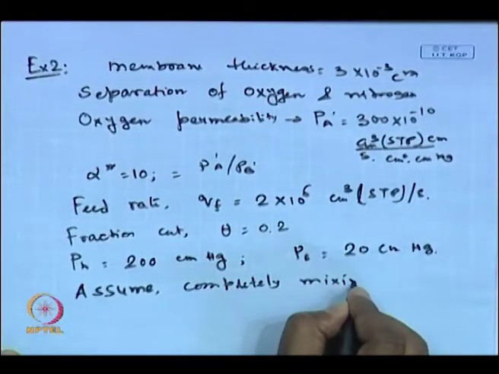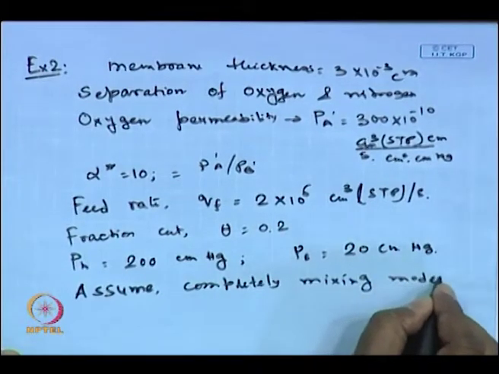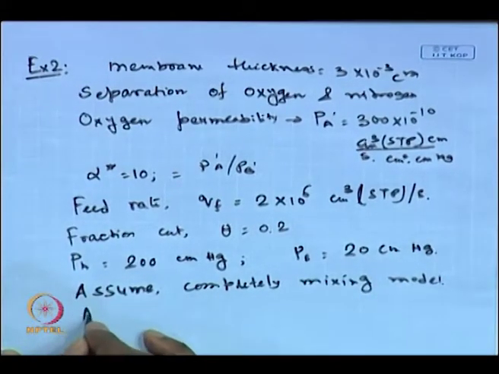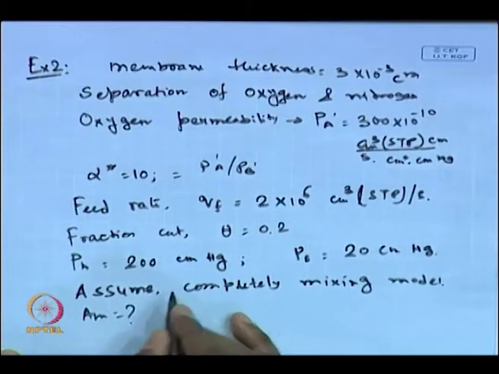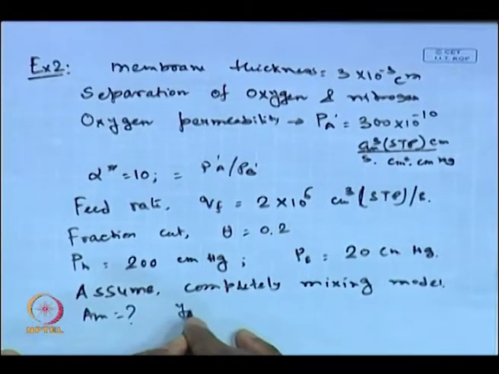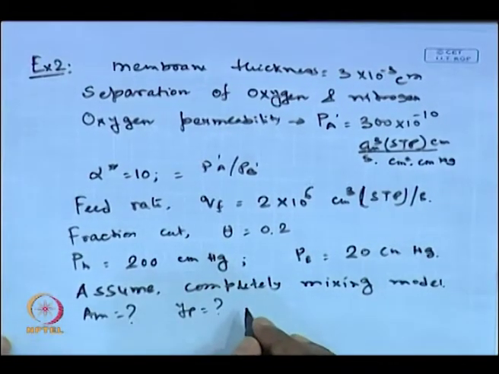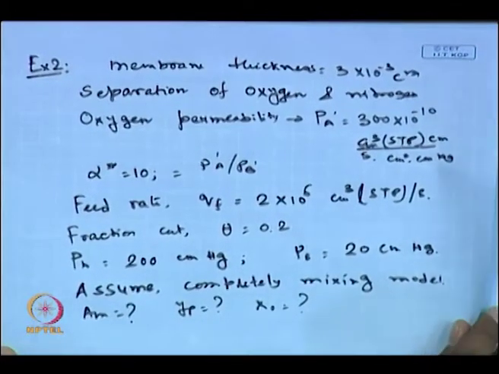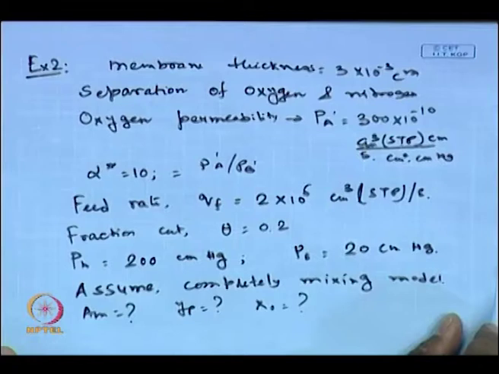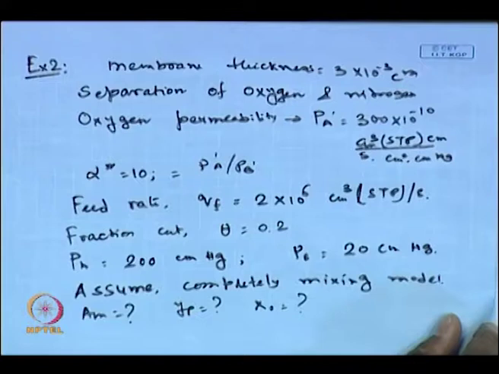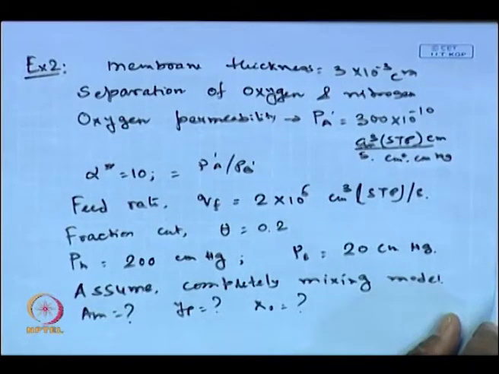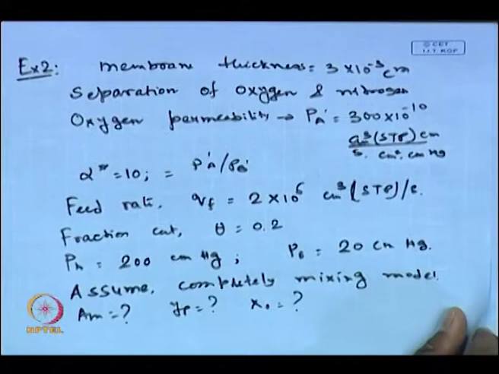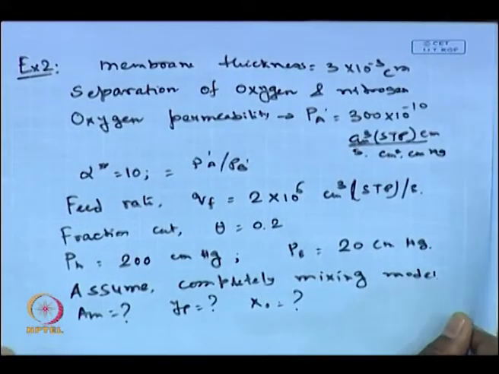With the completely mixing model, we have to find out the membrane area that is required for this purpose, the permeate composition, that is Yp, the mole fraction of oxygen in the permeate, and the reject composition, that is X naught, the mole fraction of oxygen in the reject stream. So, this is the problem. Given this problem, we have to find out the membrane area, the permeate composition and the reject composition, so the whole system can be characterized. Okay. Now, let us look into the solution.